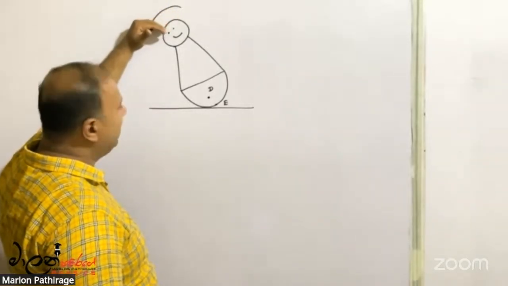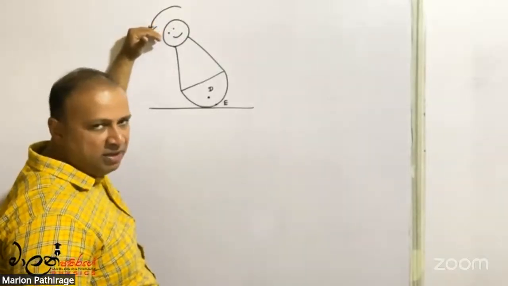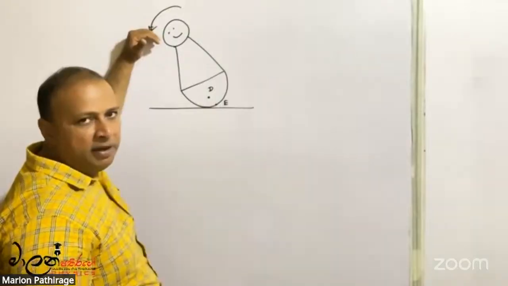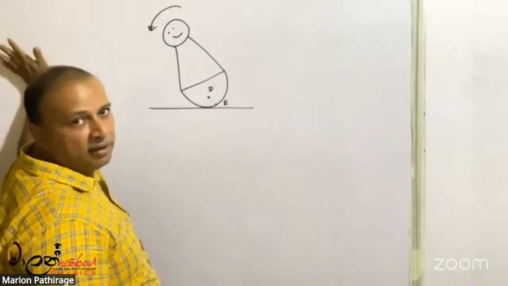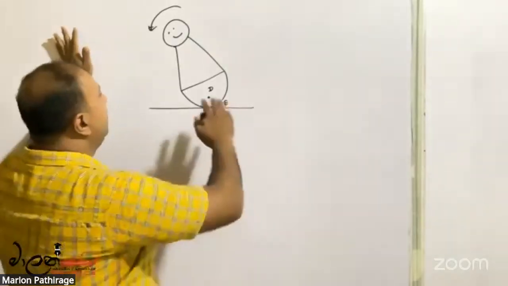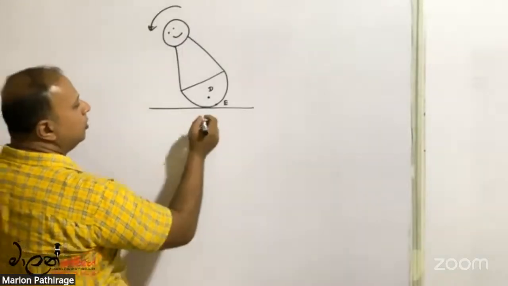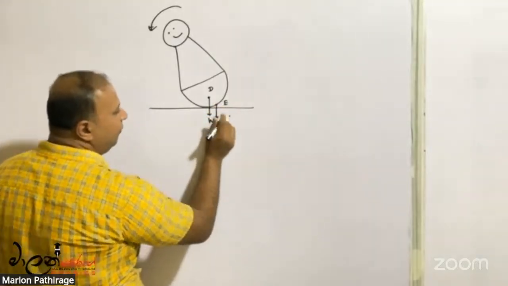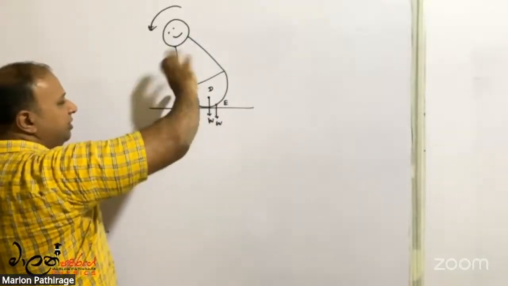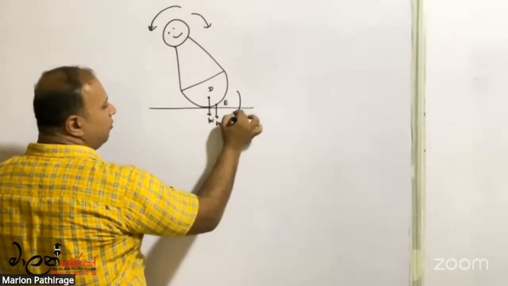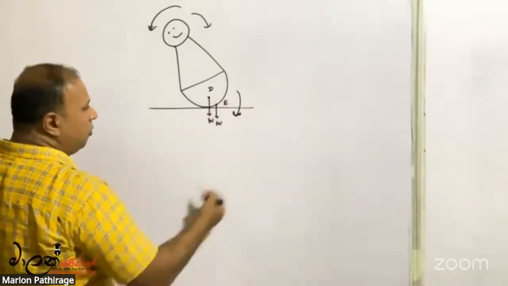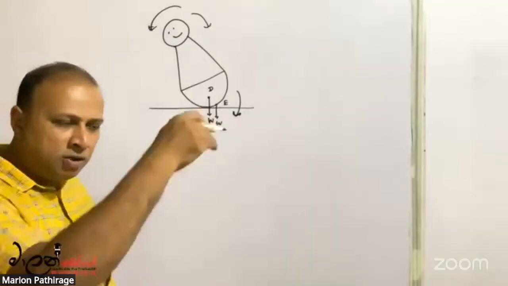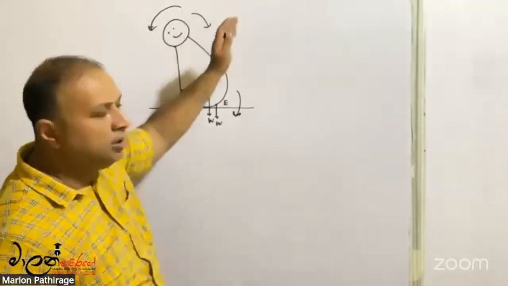Until we keep this position using our fingers, this object will remain at the same position. Once we take our hands away, what will happen? Due to the weight of this object, the weight creates a clockwise moment. Due to the moment created by the weight being in the clockwise direction, this object will come to the vertical position.